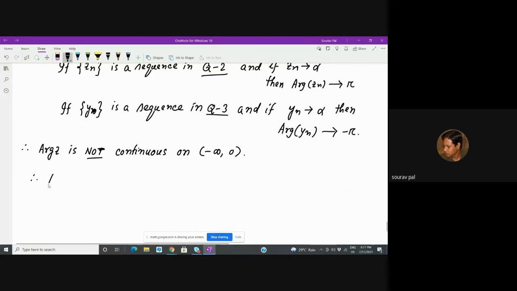Therefore, argument z from, what is the maximal possible domain on the left hand side? If you want to make it continuous, you have to remove this line, right? You have to remove this half line. Yes. Am I correct? C minus, yes. You have to remove this half line. And here you have to include 0 because argument itself is not defined at 0. So we remove 0 also.